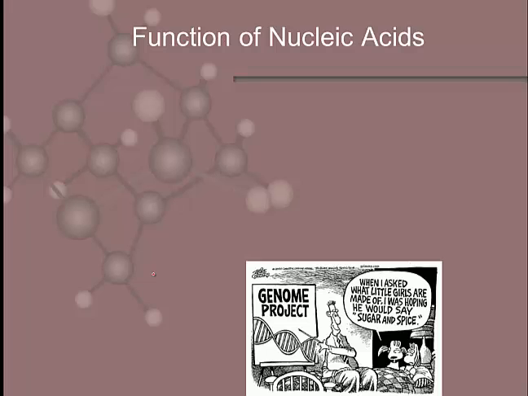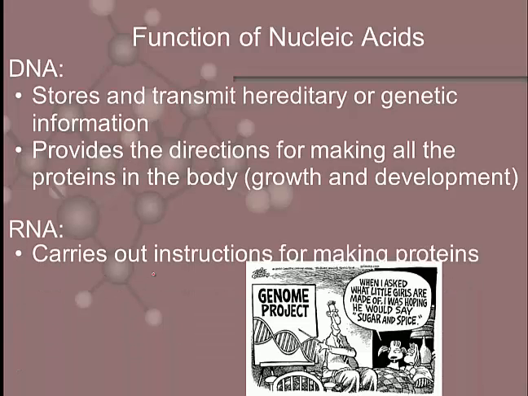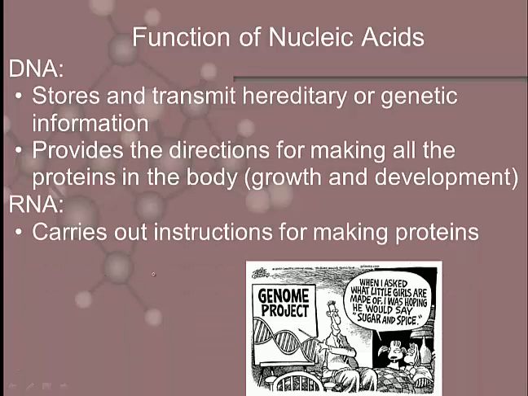All right, and our next group is nucleic acids. Nucleic acids, the DNA and RNA. DNA is going to store and transmit our genetic information. So basically it provides the direction for the proteins that get made in the body, and that allows our body to grow and develop and do all of the things that it needs to do. RNA is actually DNA's helper, so it carries out the instructions for making the proteins. So DNA has all the information, and then RNA is going to help the DNA to do its job.